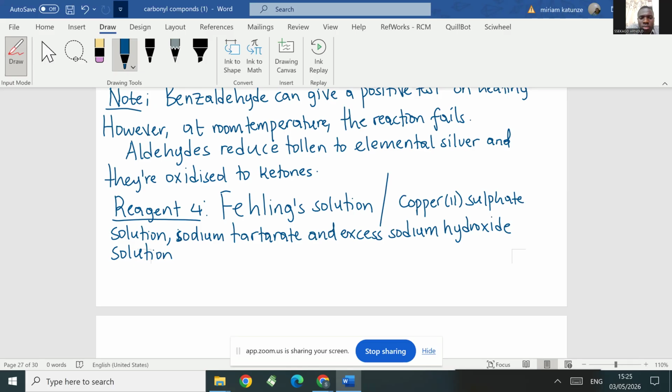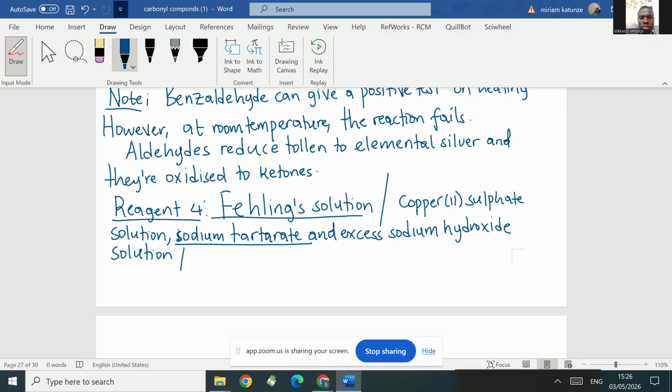Sodium tartrate is sodium oxide complexed with carbon and hydrogen. However, this sounds like too much, it's more of a technical term. Kindly stick to Fehling solution. That is enough. The Fehling solution here is made up of copper 2 sulfate solution, sodium tartrate, and excess sodium hydroxide. However, without this sodium tartrate, we have copper 2 sulfate in sodium hydroxide.